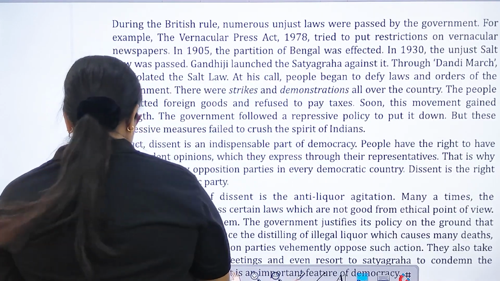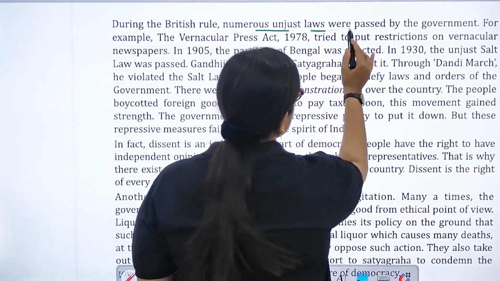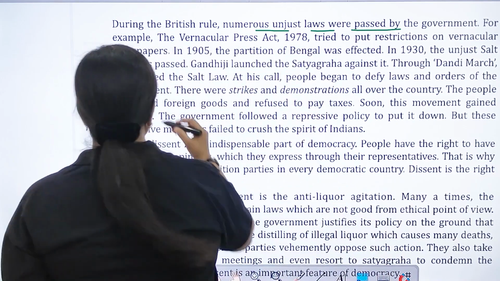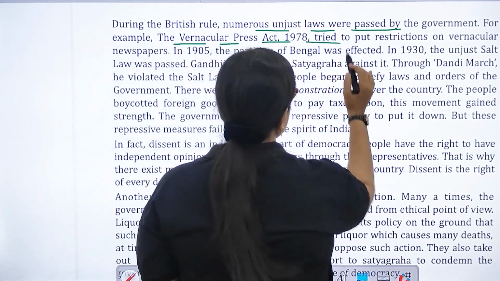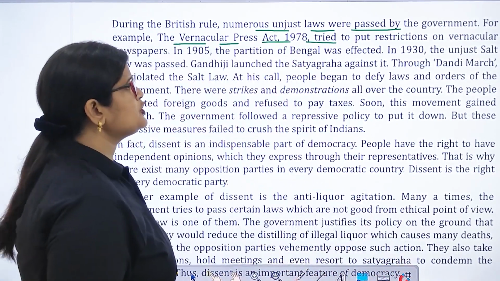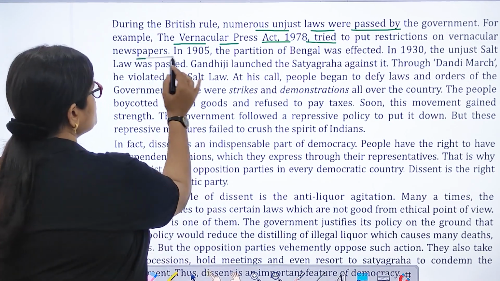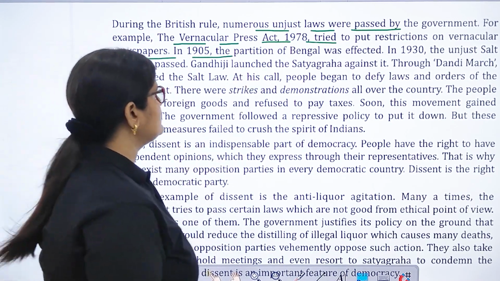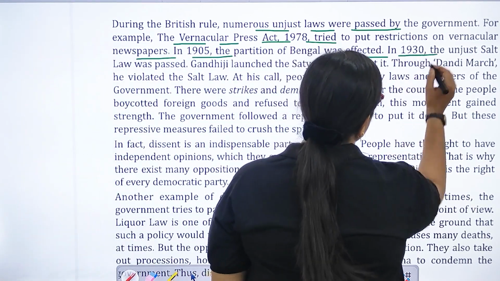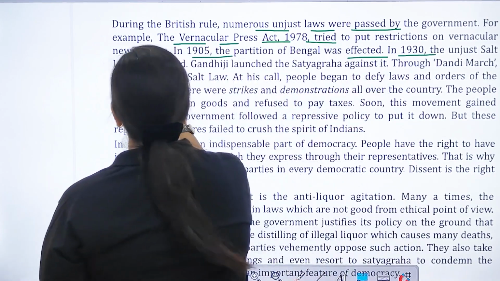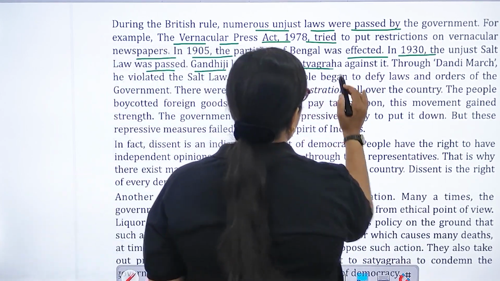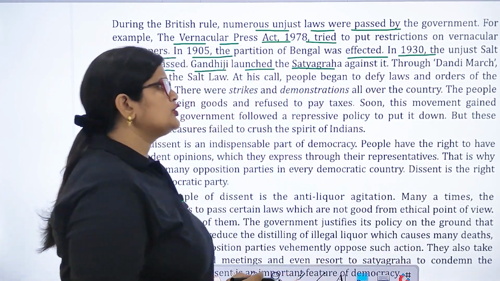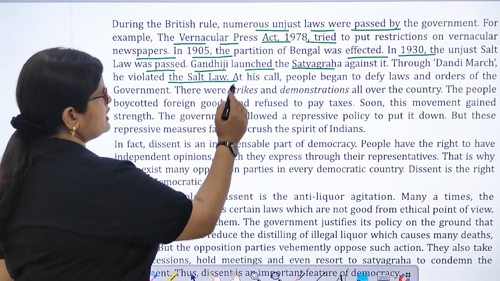During the British rule, numerous unjust laws were passed by the government. For example, the Vernacular Press Act 1878 tried to put restrictions on vernacular newspapers. In 1905, the partition of Bengal was effected. In 1930, the unjust salt law was passed. Gandhiji launched the Satyagraha against it. Through Dandi March, he violated the salt law.